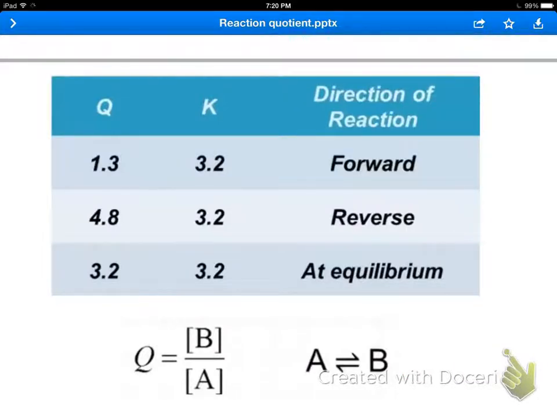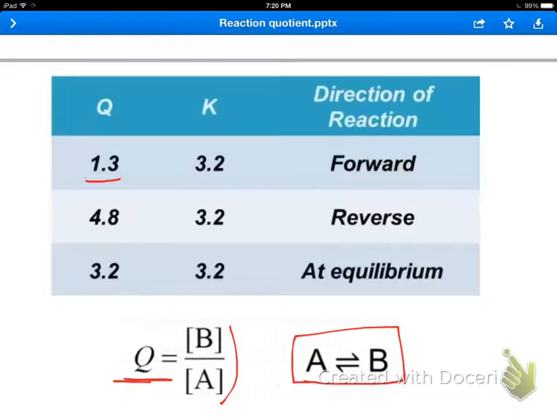Here we have 3 examples, and let's assume that we have this reaction where reactant A becomes product B. Q is calculated exactly the same way as K is. It's the concentrations of the products over the concentration of the reactants. And in fact, if these had coefficients, they'd be there as the superscripts. So if we have Q, let's say Q is 1.3, we calculate that ratio of products over reactants.